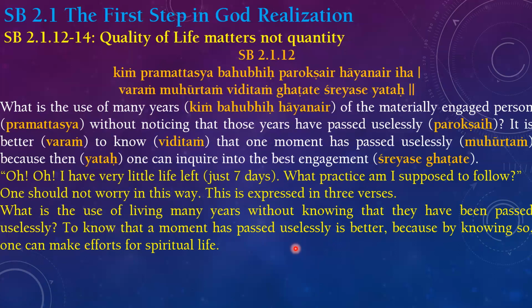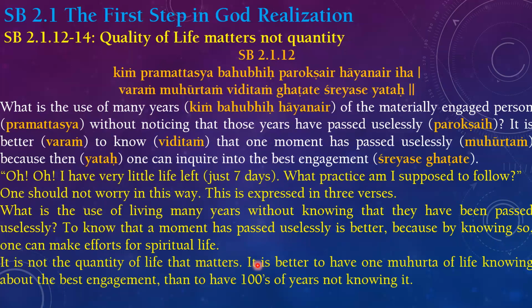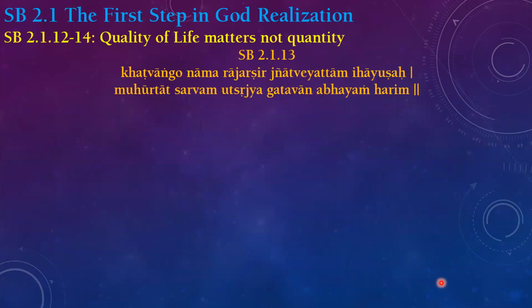To know that a moment has passed uselessly is better, because by knowing so, one can make effort for spiritual life. He will not waste the next moment in that way. It is not the quantity of life that matters. It is better to have one muhurta of life, knowing about the best engagement, than to have hundreds of years not knowing it. What is the use of having hundreds of years and not knowing what to do? It is better to have one muhurta only, but knowing exactly what to do and how to do. That will be for one's good.